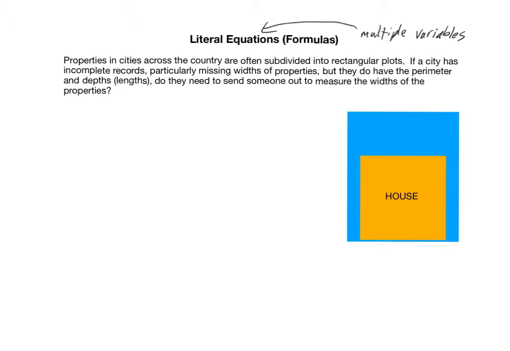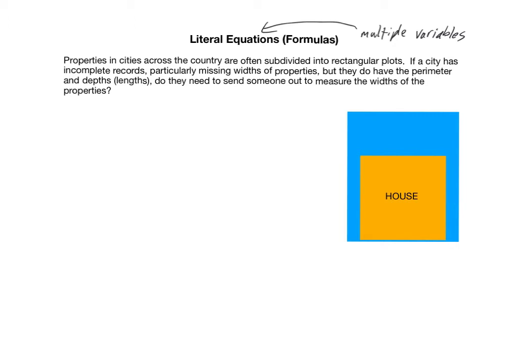Let's take a look at an example. Properties in cities across the country are often subdivided into rectangular plots. If a city has incomplete records, particularly missing widths of properties, but they do have the perimeter and the depths or the lengths of the properties, do they need to send someone out to measure the widths of the properties?